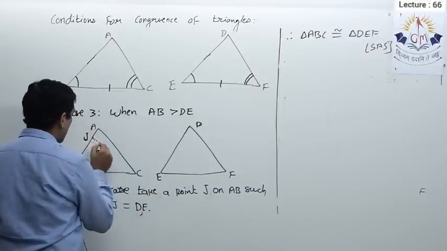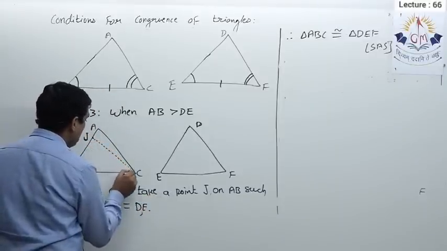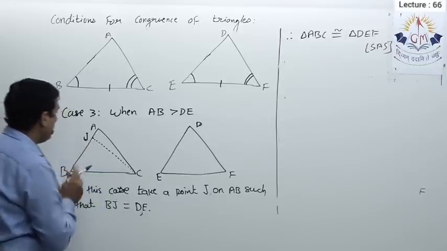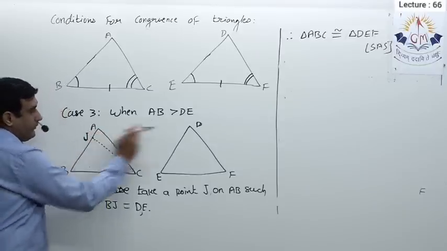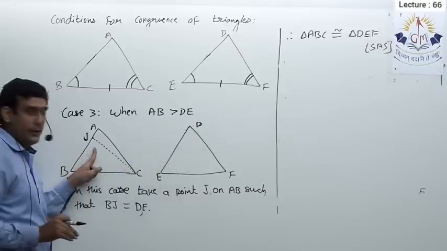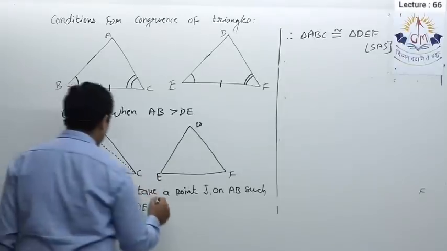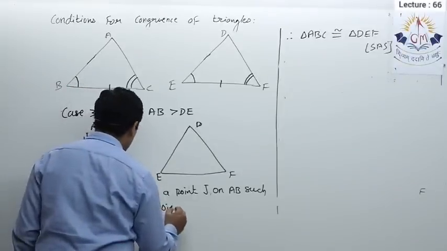Okay, also join CJ. What I took here: AB is greater than DE, so for example this is 5, this is 3, so I took a point J such that BJ is equal to DE. Also join CJ.